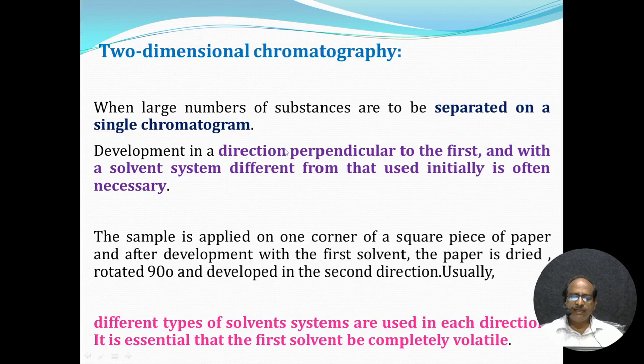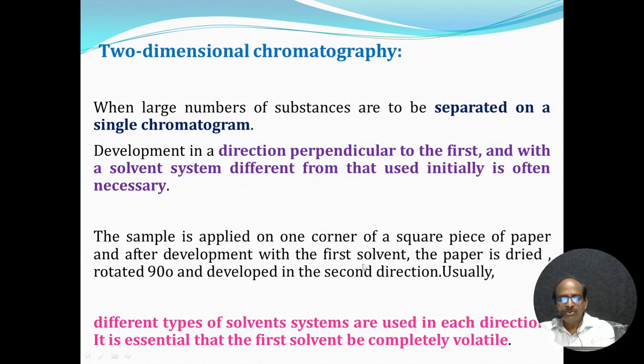The direction of development is particular to the first solvent, and the second solvent is different from the first. The sample is applied on one corner of a square piece of paper and developed in the first solvent. The paper is dried and rotated by 90 degrees, and then developed in the second direction.